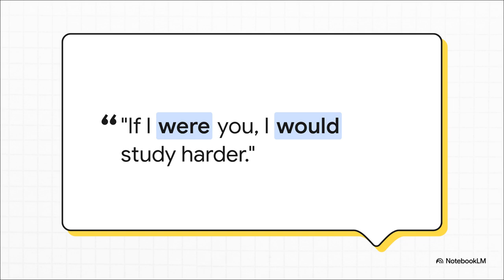I mean, this has to be the most famous example, right? If I were you. We use this all the time to give advice in a polite way. And here's a pro tip. Notice how we say if I were you, not if I was you. Even though I is singular, we use were. Why? Because in this kind of sentence, especially in more formal English, were is the special signal that tells everyone, hey, this is totally imaginary.